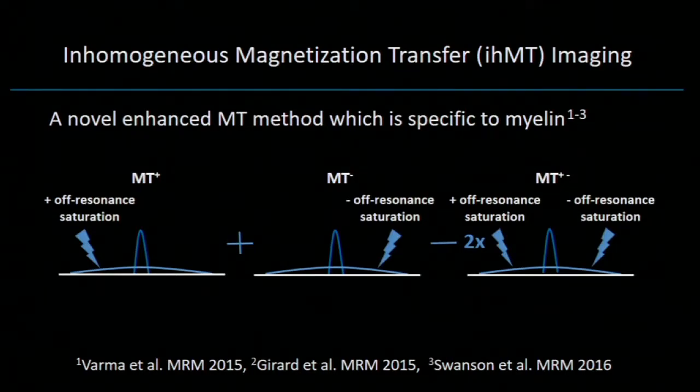The signal that we can get with this method originates from the dipolar couplings between the phospholipid bilayers of myelin, and it's quite easy to implement since this method uses a set of images and a linear combination of images with different single or dual off-resonance frequency saturation.